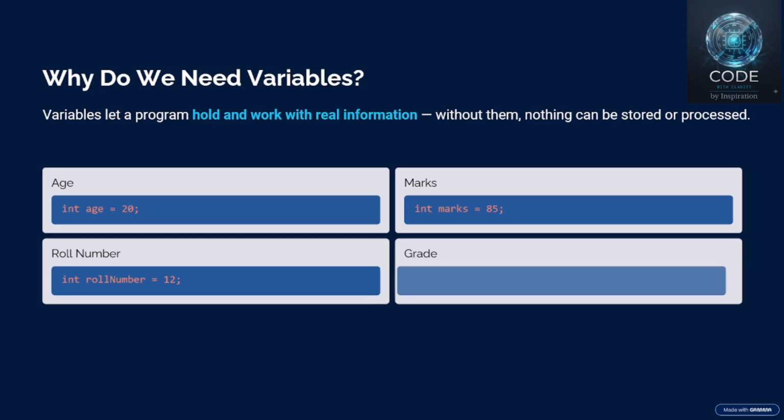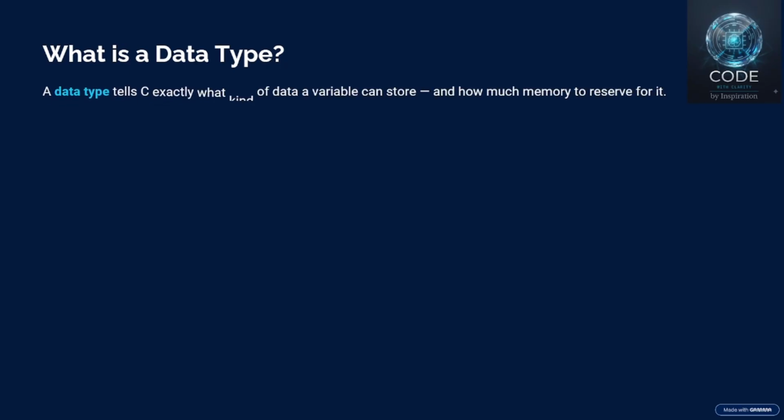And as we continue learning C programming, you will see variables almost everywhere. What is a data type? Now we have seen something interesting. For age and marks we used int, but for grade we used char. Why? Because different types of information require different data types. Okay, a data type tells C what kind of data a variable can store.